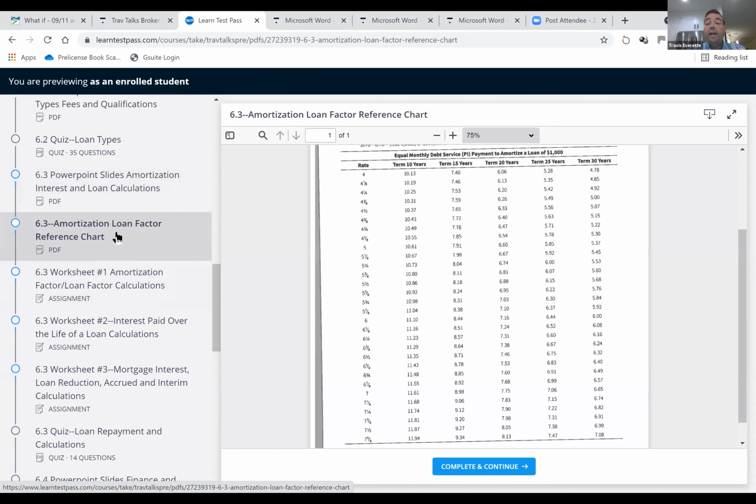Now, this is going to be provided for you on the test. You don't have to memorize anything here. This chart will be provided for you. So that's the first thing. Where do you find it? There it is.